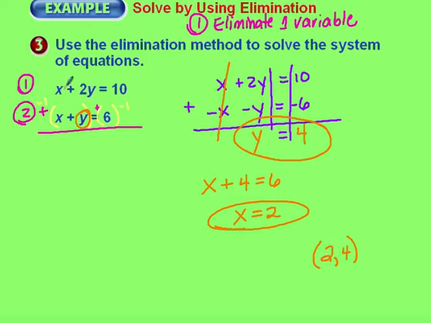And I could do a quick check of this. So 2 plus 2 times 4 would give me 2 plus 8, which is 10. And 2 plus 4 is 6.